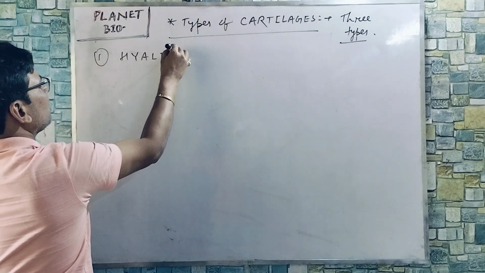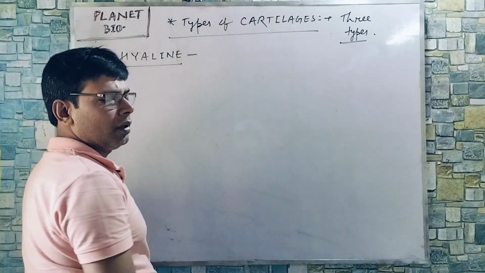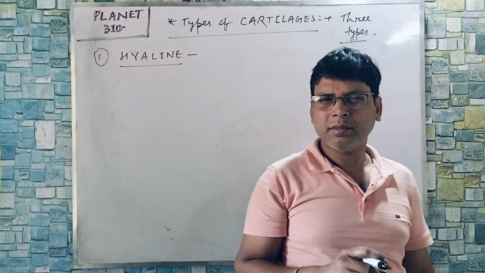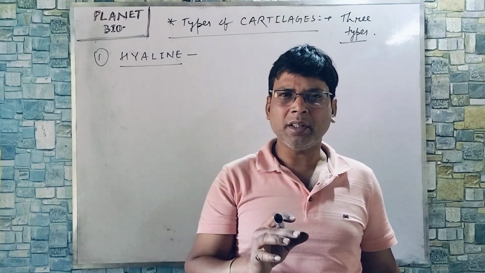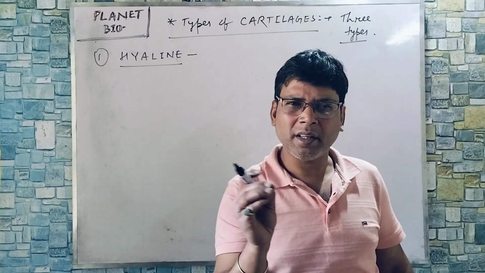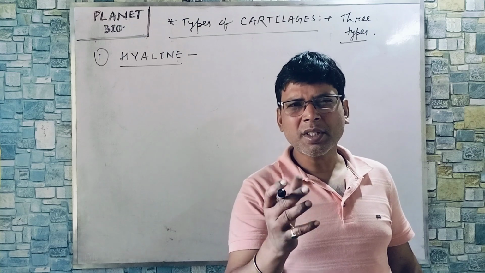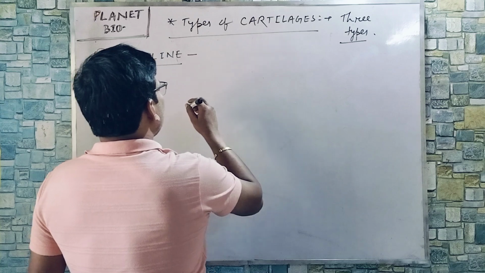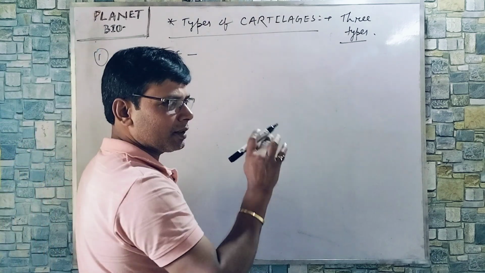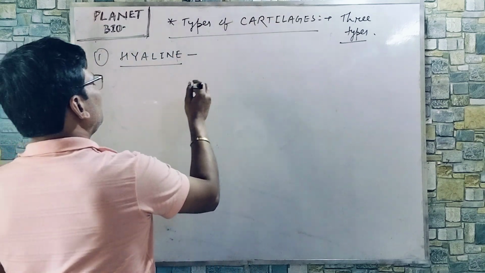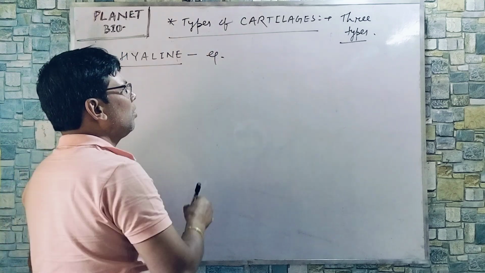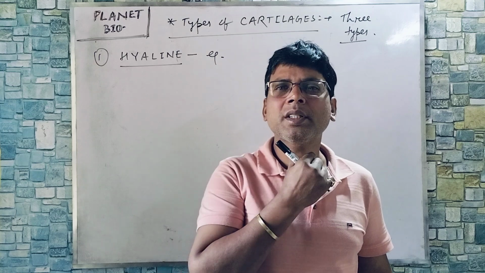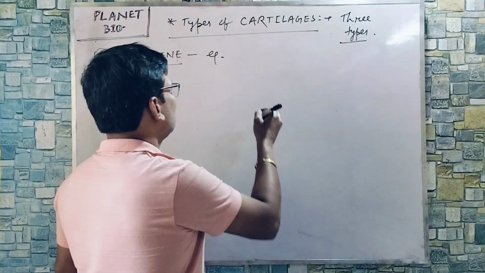Hyaline means what? Hyaline means collagen fibers are there but hidden. Hyaline is transparent, but as collagen fibers remain hidden or dispersed, what happens? They become translucent. So, collagen fibers are present. And example you can see: thyroid, cricoid, all these are cartilages present in our larynx. Present in larynx.